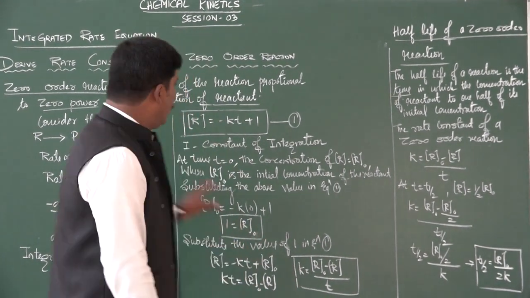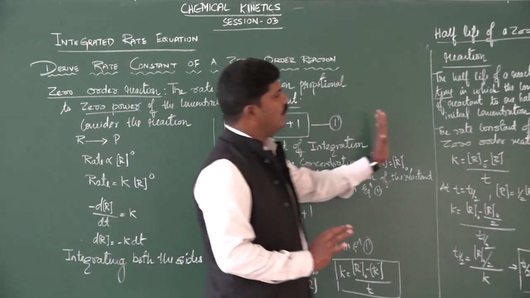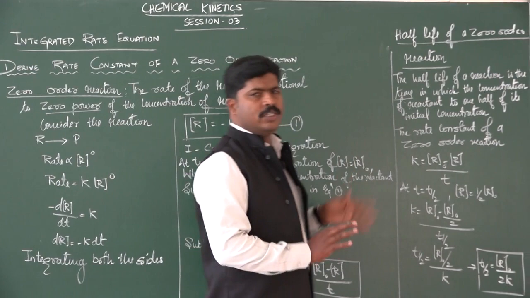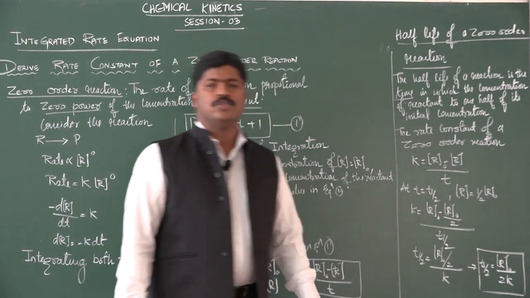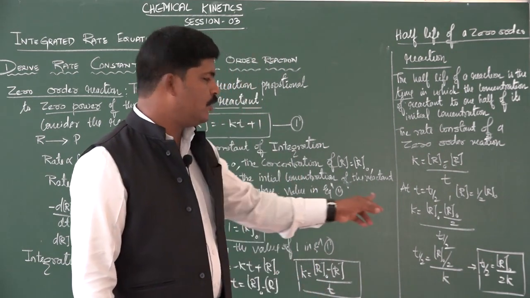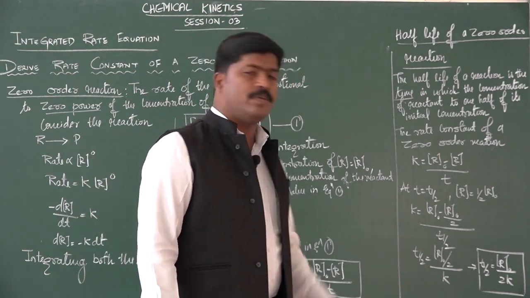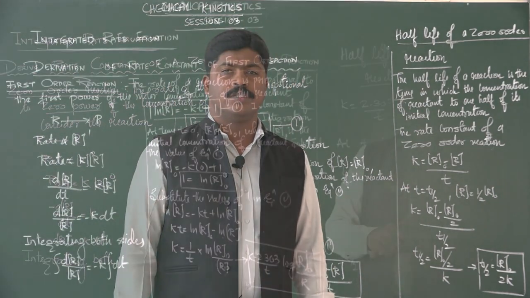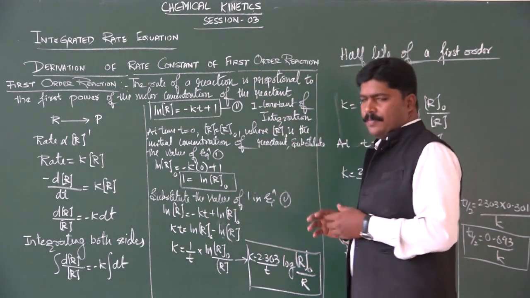So, derive the rate constant of a zero order reaction, derive the half life of a zero order reaction. Both the derivations are very, very important. The statement which I told you at the end is also very much important. The half life of a zero order reaction is directly proportional to initial concentration and inversely proportional to the rate constant.